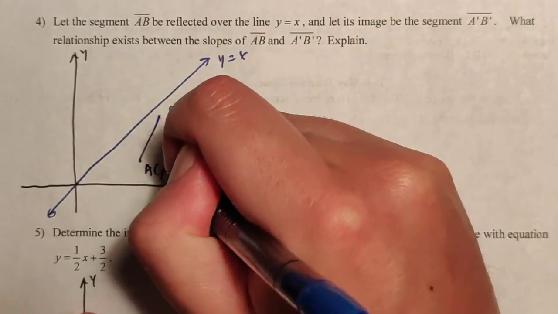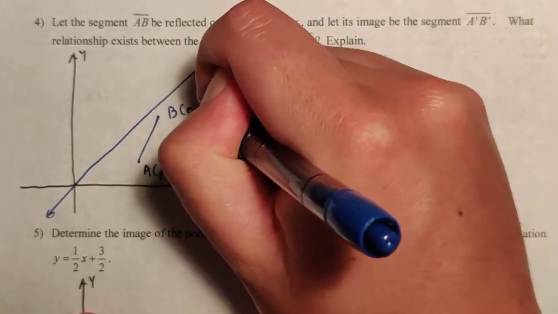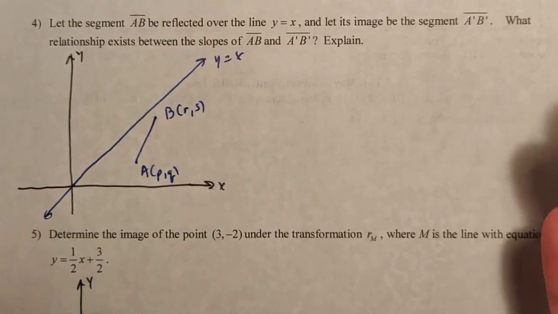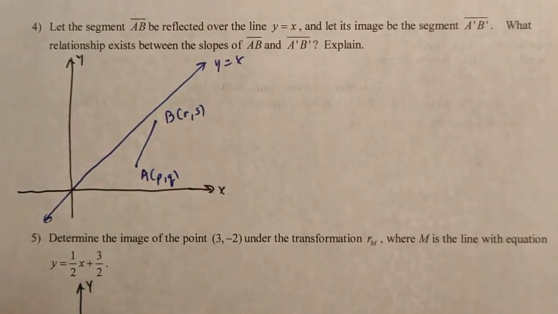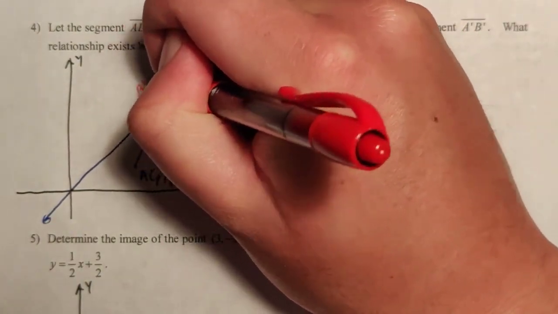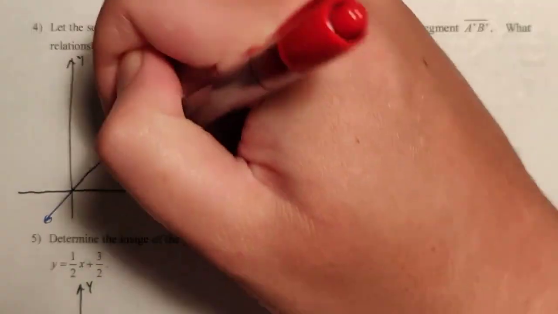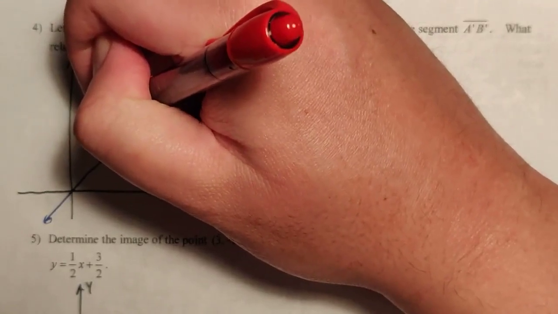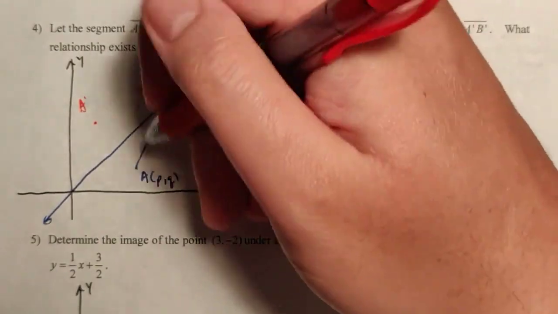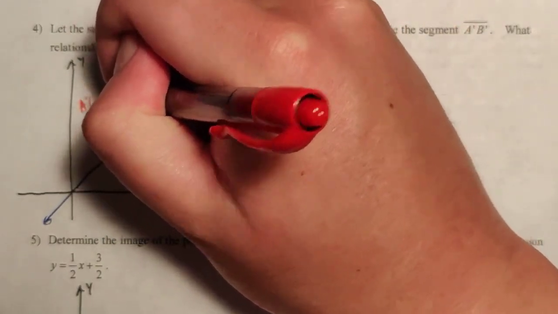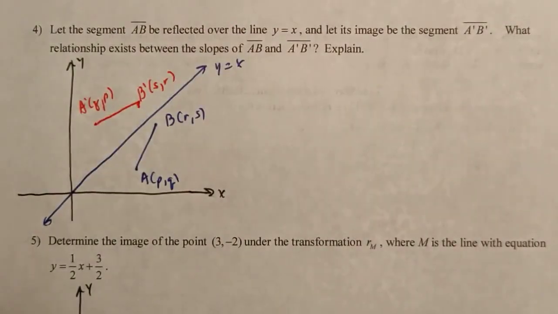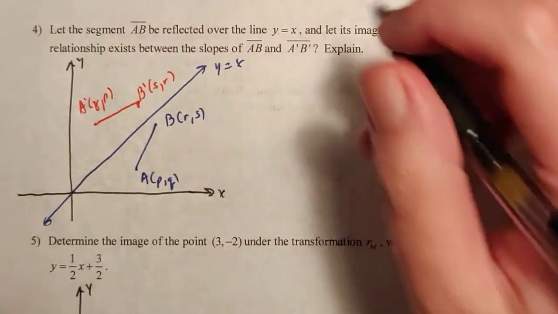Now, I'm going to call this (p, q), and I'm going to call B (r, s), since I don't know where they are. Now, we know that when we're reflecting over the line y equals x, that just simply switches the coordinates. So that means we're going to end up with something that looks like this here. So B prime is going to be the point (s, r), right? And A prime is going to be somewhere over here, and that's going to be (q, p), right? So we have something that looks like that. Now we can calculate the slopes of these things.